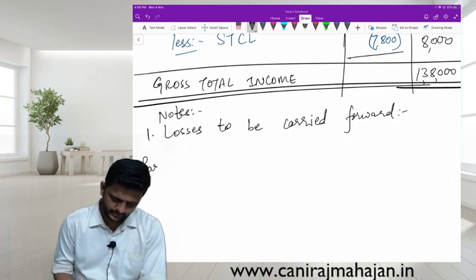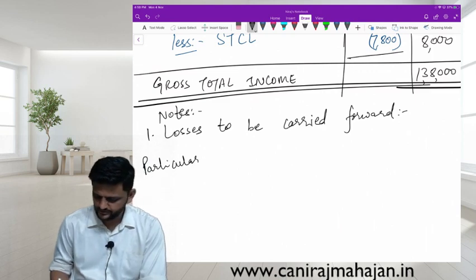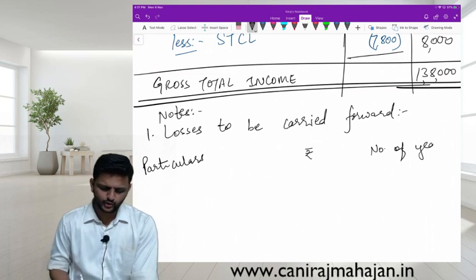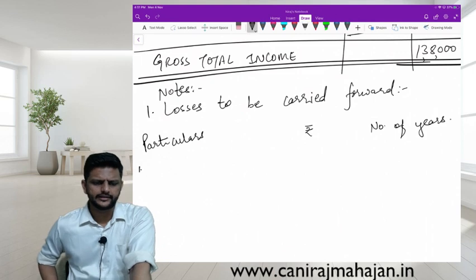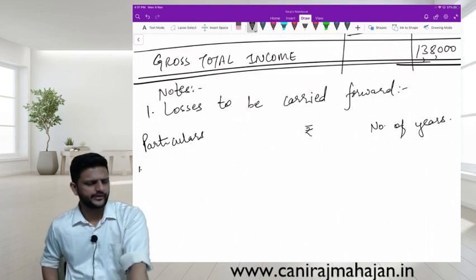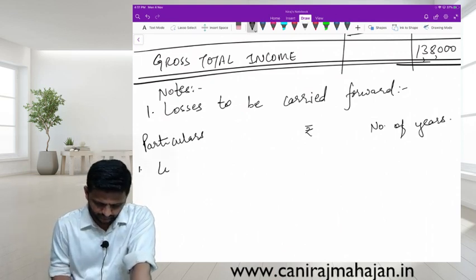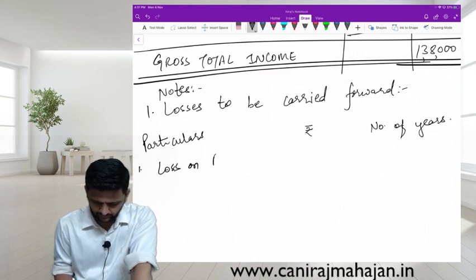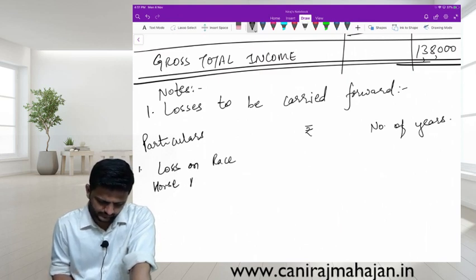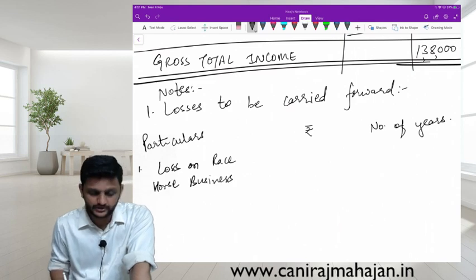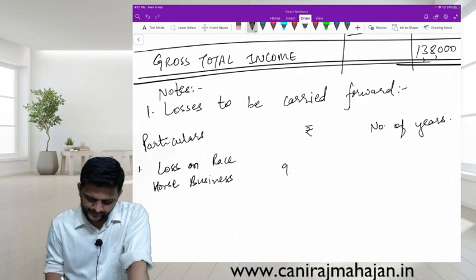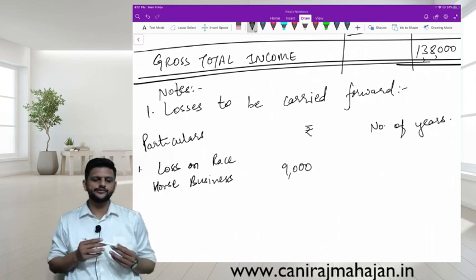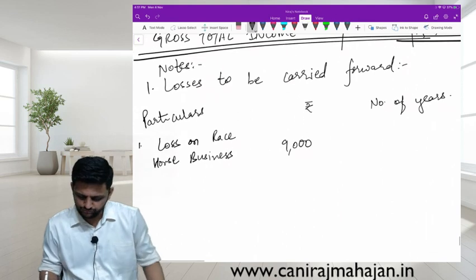Particulars, rupees, number of years. Again, always check in the question. Loss on maintenance of racehorses: how much is the loss? 9,000. It is current year and could not be set off. What will you do? Carry forward for 4 years.